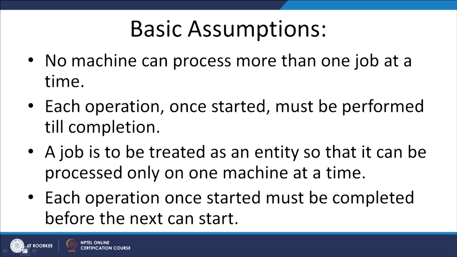The third assumption is a job is to be treated as an entity so that it can be processed only on one machine at a time. What does that mean? It means that each job will be considered as an independent entity, that is, it is going to be an entity in itself. The fourth assumption says each operation once started must be completed before the next one can start.